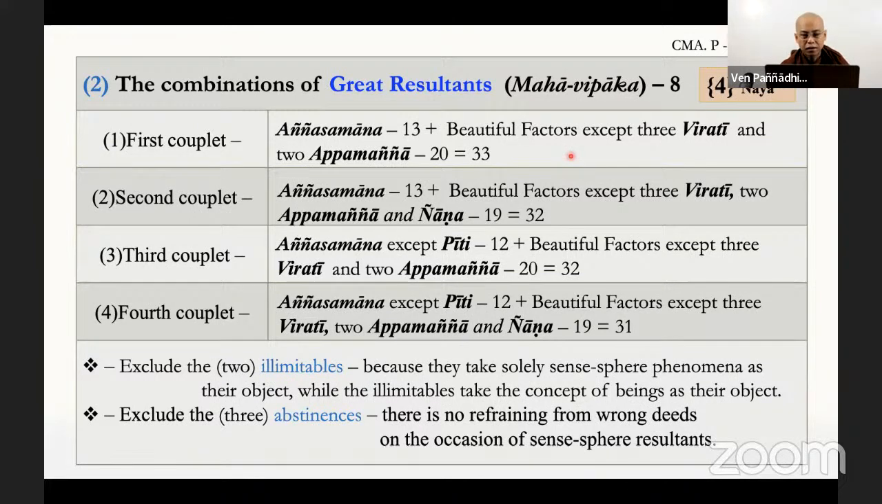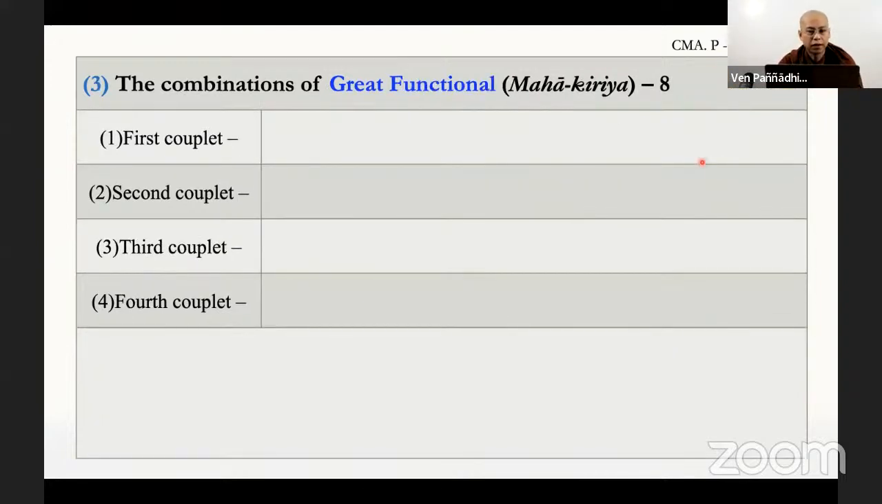Can you guess, is there any variation, always, simultaneously, or at most, for the great resultant? No variation, because all variations are exceptions already. That is why in the great resultant consciousness, there is no variation. Right? If you make a variation here, you will be wrong, because all of them are exceptions. Okay, so let's continue to the great functional, Mahākriyā.